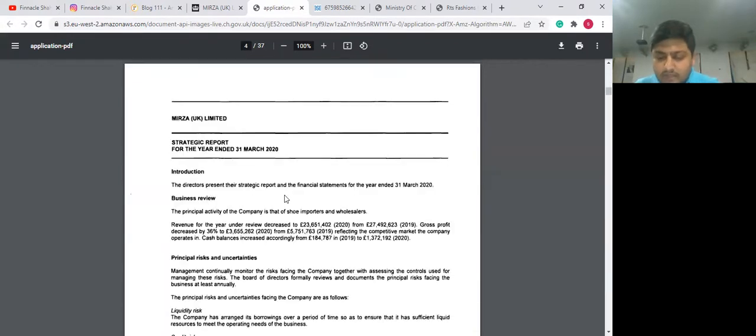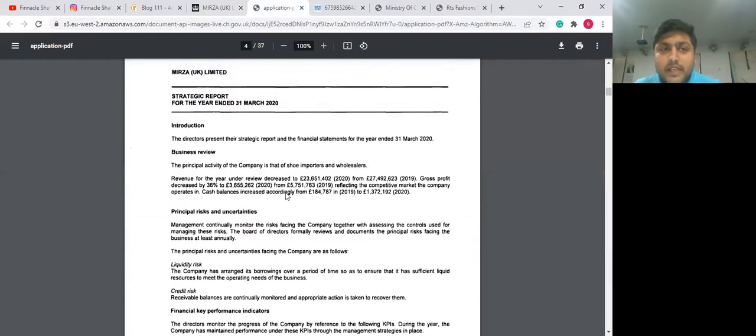When we actually browse through this company, let me take your attention to page 4. The principal activity of the business is shoe import and wholesalers. Now, the funny part is this business basically imports shoes and sells those shoes in the UK market. So this company is basically buying shoes from Mirza International and selling those shoes to Mirza UK. If you open the Mirza UK website, you will see primarily all of their imports come from Mirza International. Which means it's basically a wholesale outlet which is completely owned by the company's directors in UK.